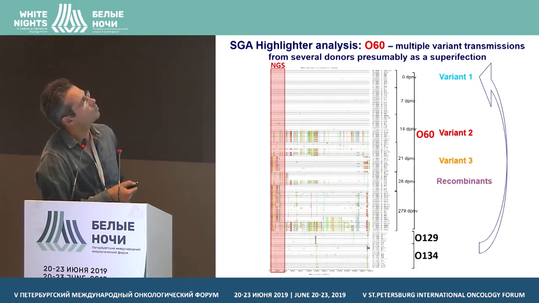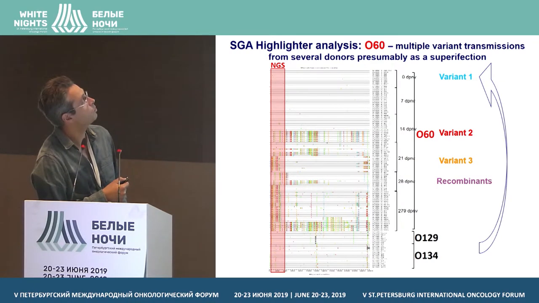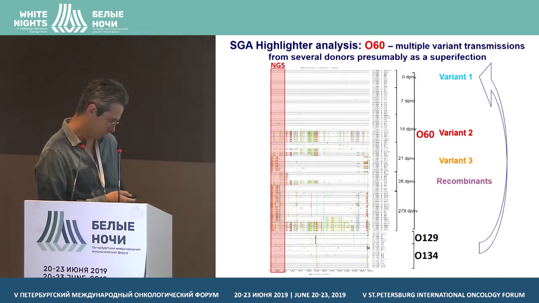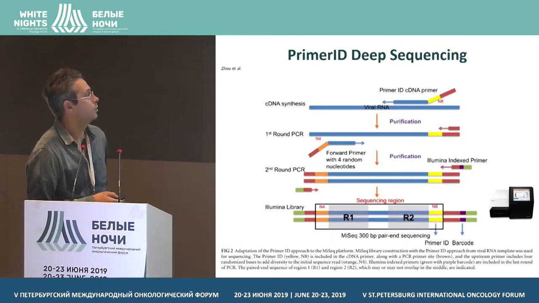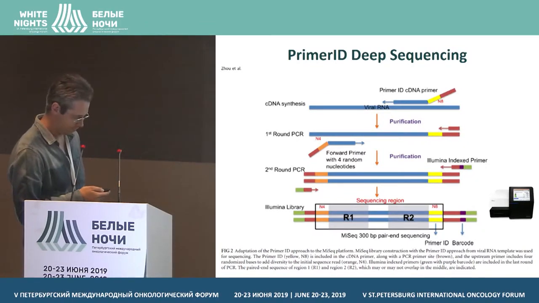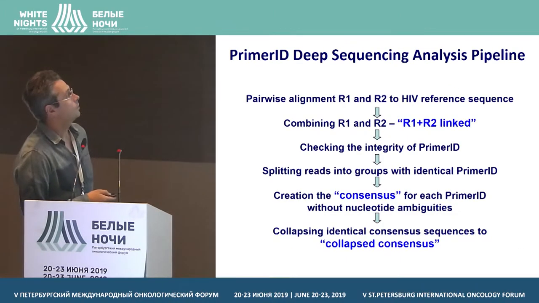At the first 3 blood collection points, we saw a homogeneous situation in the viral population, and only on day 14 a new viral variant appeared. We wanted to check the situation with deep sequencing. If anybody has questions, I may tell later about the method we used for this deep sequencing.